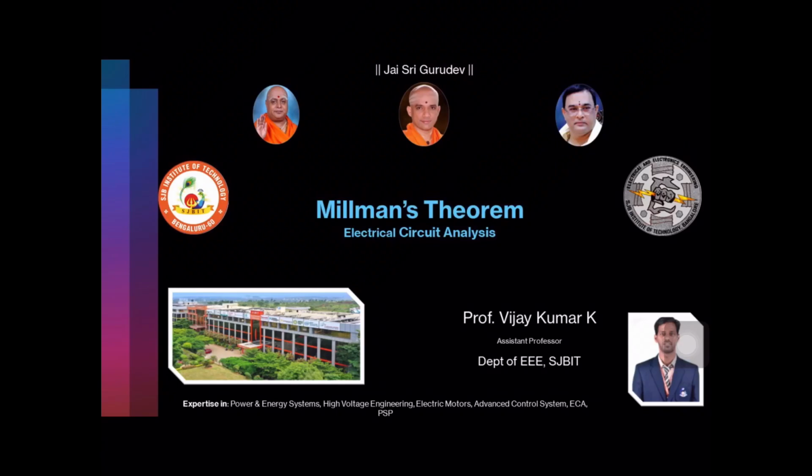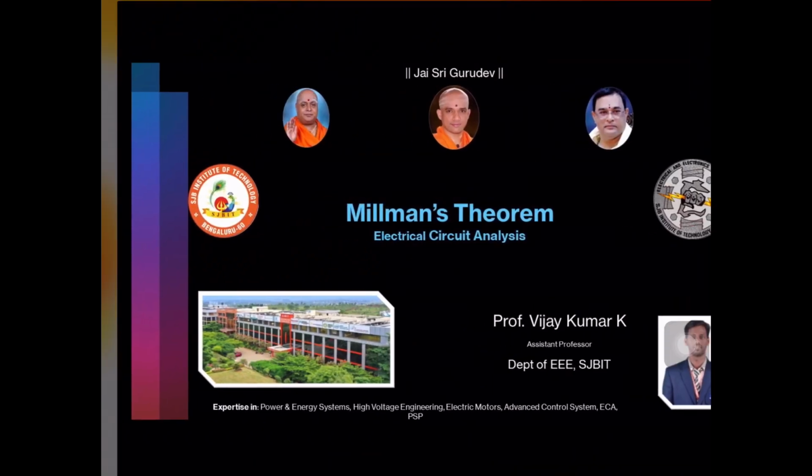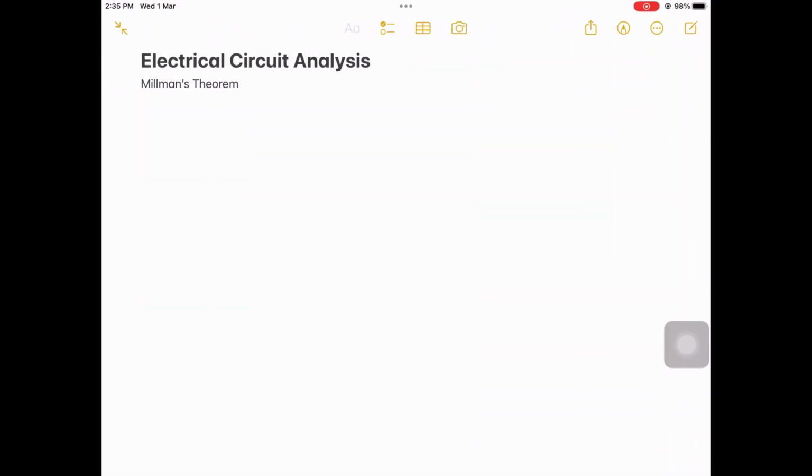Hello everyone. So let us see Millman's theorem with respect to electrical circuit analysis. Let us understand what this Millman's theorem is. Whenever we have more than one voltage source or current source, they can be written as a single voltage source or single current source. That is called Millman's theorem.